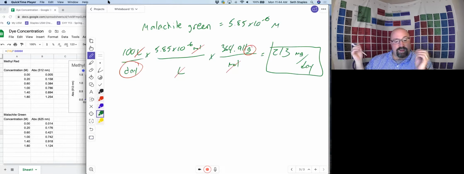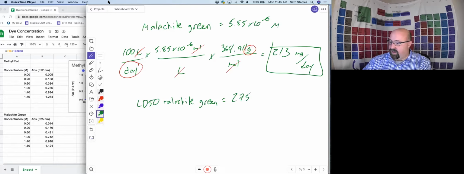Now the same thing, we want to compare that to the LD50 value. The LD50 value for malachite green, and the closest I could find here was the LD50 for a rat. And the LD50 value for malachite green is 275 milligrams per kilogram.